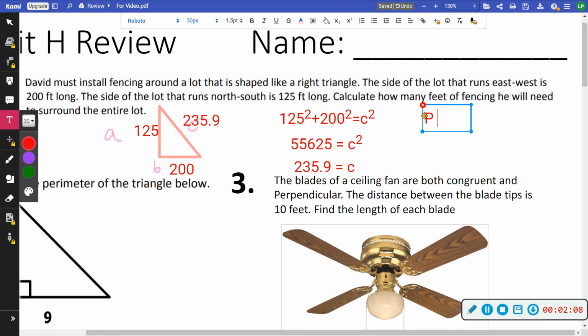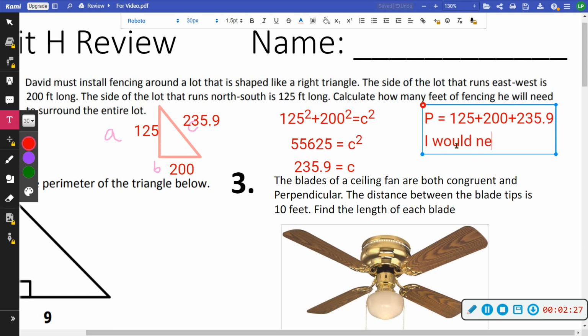So how many feet of fencing would I need? To find my perimeter, I would take 125 plus 200 plus 235.9, which is 560.9. So I would need 560.9 feet of fencing.